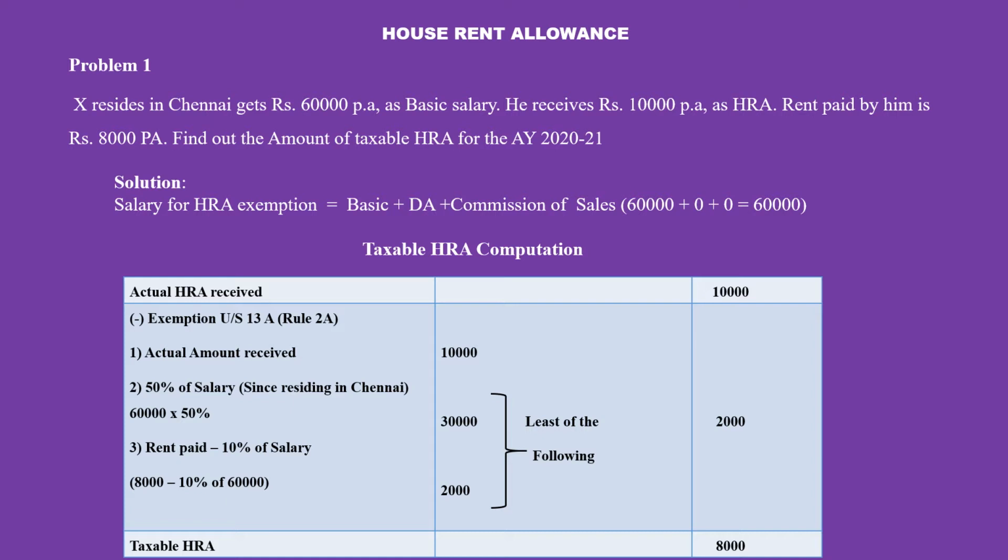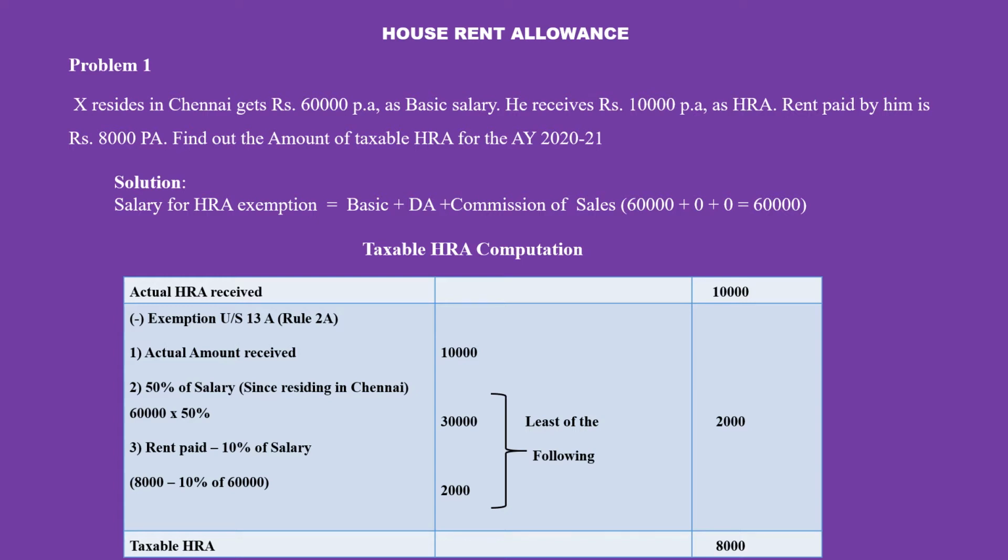So in the inner column, you will write actual amount received is 10,000. Second condition is that if he is living in Delhi, Bombay, Calcutta and Madras, he is going to be exempted for about 50% of his salary. So 50% of what is the salary that we have calculated? 60,000. So 50% of 60,000 is 30,000. That is the second condition.